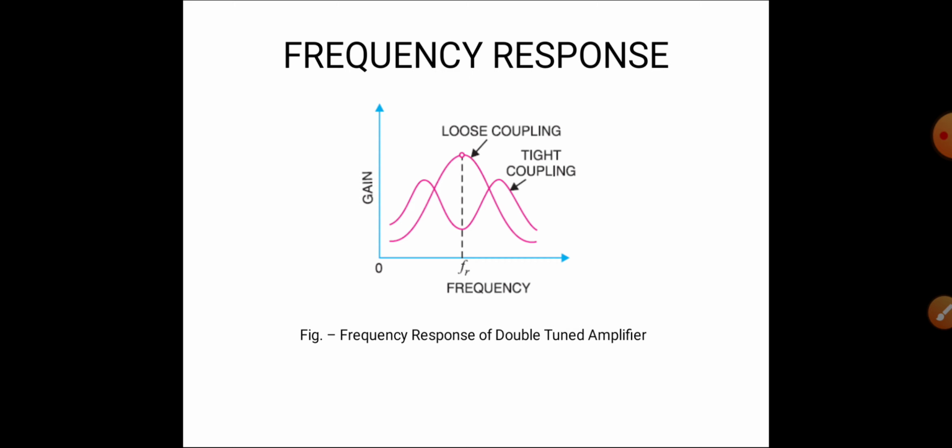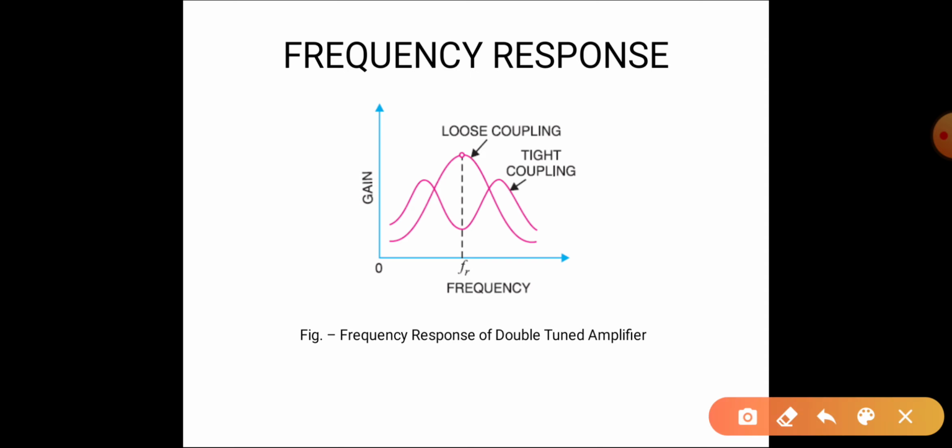Here in this figure you can see in the frequency response there are two graphs. The first one is for loose coupling, and the second one is for tight coupling. So there are two types, loose coupling and tight coupling. There is another type, that is critical coupling. We'll see it in the next slide. First we'll see what is loose coupling and what is tight coupling.